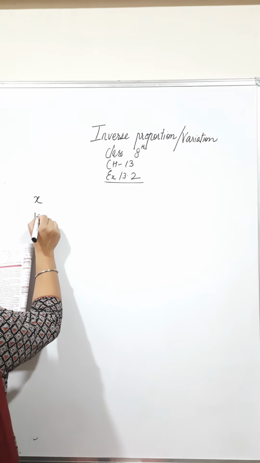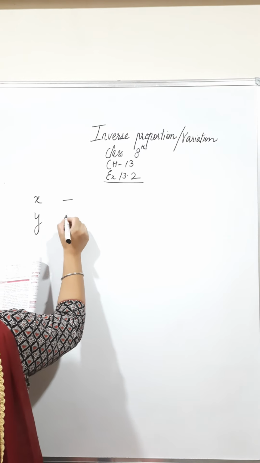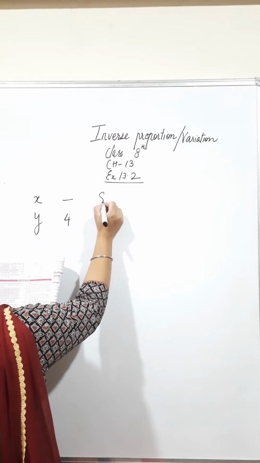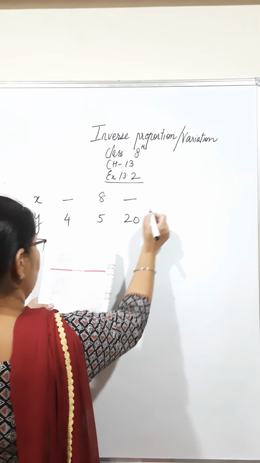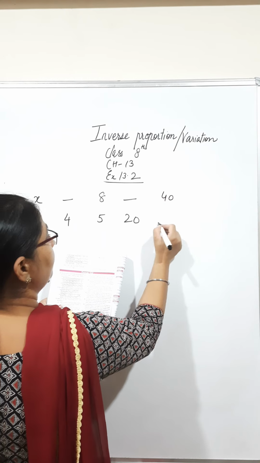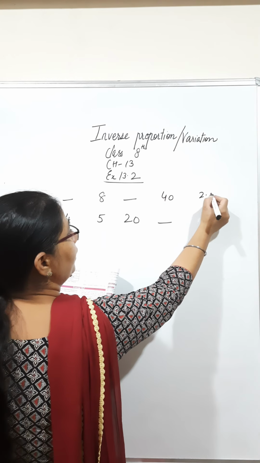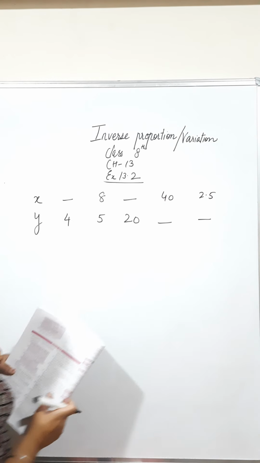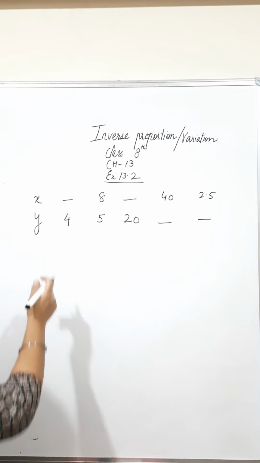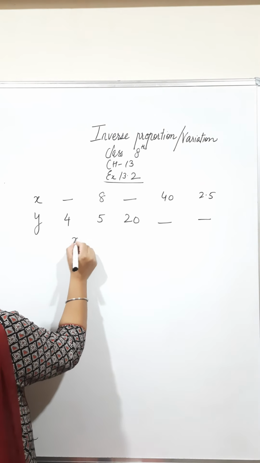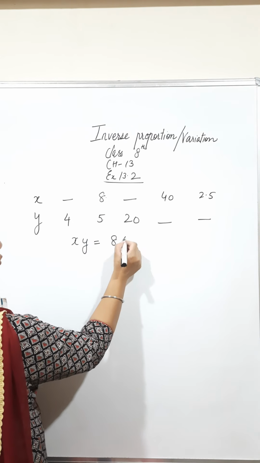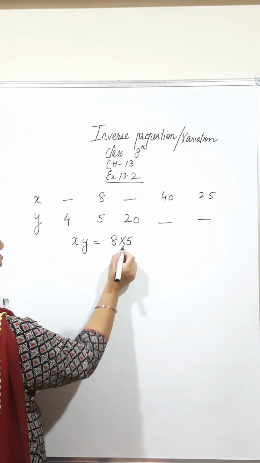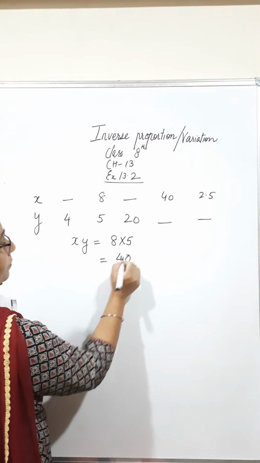So you have x and y. This is a blank, you have got a 4 here, then it is 8 and 5. Next you have a blank and 20, then you have a 40 and a blank, and then 2.5 and a blank. So in every case you know that x into y will remain a constant. See here you have these two numbers 8 and 5. So you know that the product of 8 and 5 has to be 40.